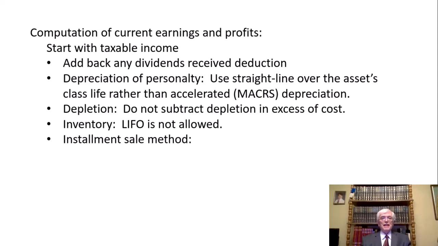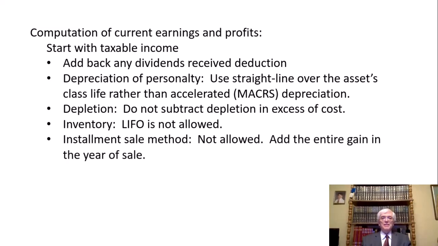The installment sale method, also very popular. You sold something and you're going to be getting installments before the thing is fully paid for. You don't have to recognize gain except in proportion to the installments you receive. So you get to defer recognition of gain until you receive the relevant payment. Not allowed for earnings and profits. If you have a gain, you recognize the whole gain in the year of sale.